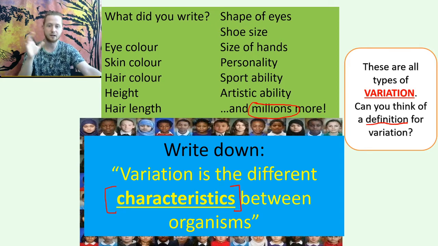This is that idea. Characteristics between organisms, which are living things, like you, like me, like plants. There can be differences in characteristics between plants. This is this idea of variation.